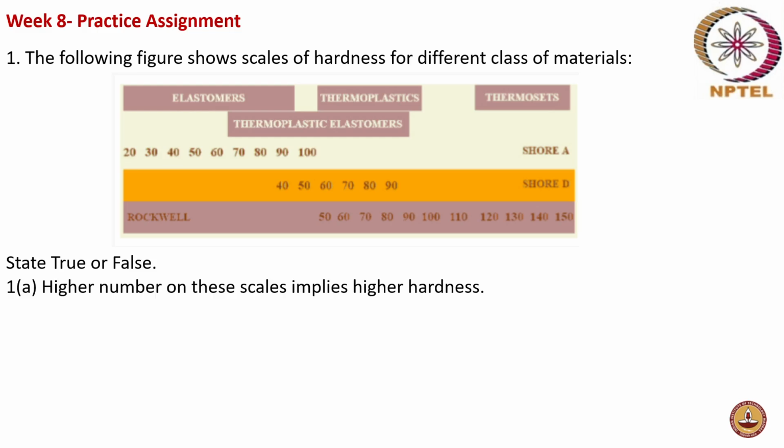The first statement is, the higher the number on the scales implies higher hardness. Is it true? If the number is 90 or 100, the hardness is higher. Is it true?